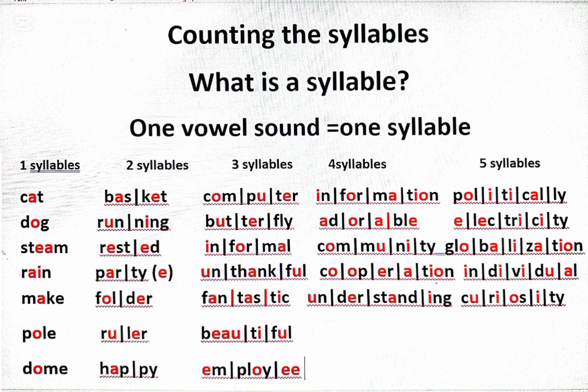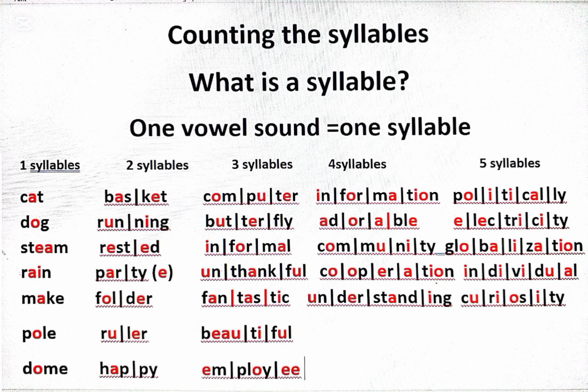Look at the next example, dog. In this word D is a consonant, O is a vowel, D a consonant. So this word also has one vowel sound, so it has one syllable. Steam. In this word we have two vowel letters, but these letters are producing the same sound, a longer sound, the long E sound. This is why this word also has one syllable.